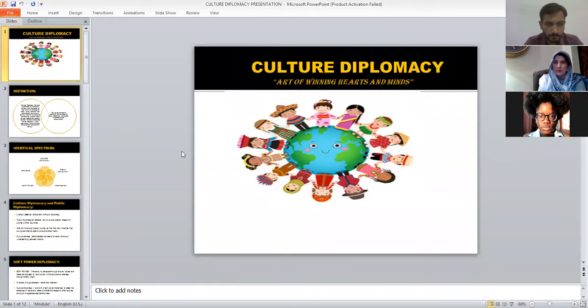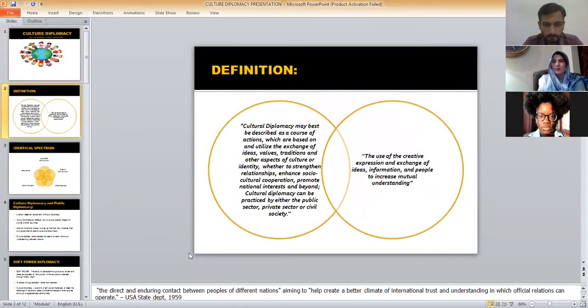What is cultural diplomacy? Basically, cultural diplomacy is an art of winning hearts and minds. That is how you would say it in normal terms. Cultural diplomacy may be best described as a course of action based on utilizing the exchange of ideas, values, traditions, and other aspects of culture or identity, whether to strengthen relationships or enhance social cultural cooperation, promoting national interest and beyond.